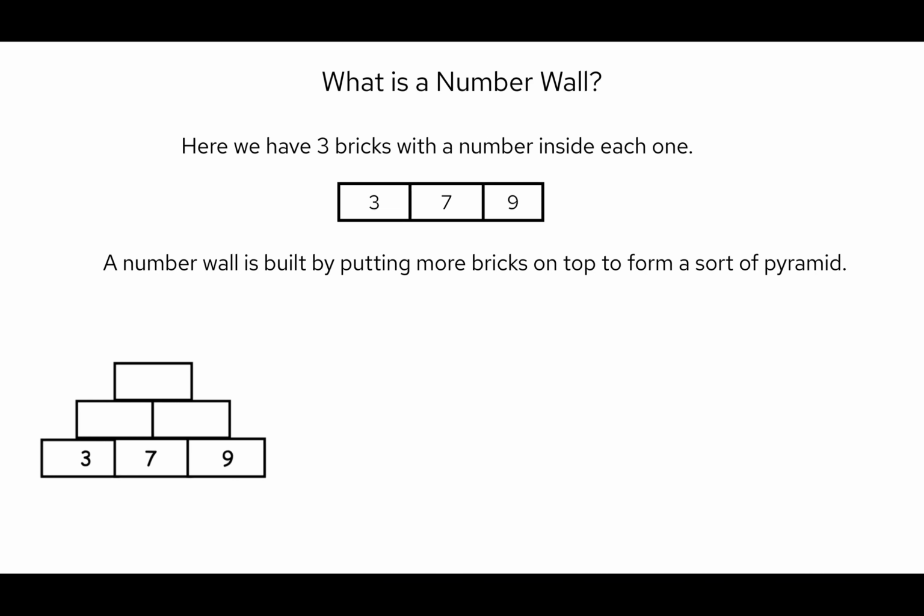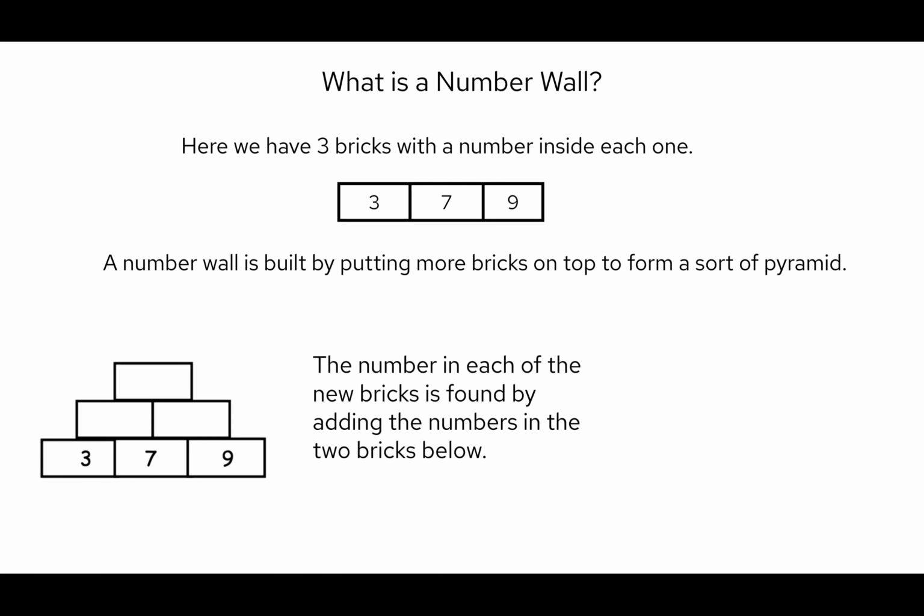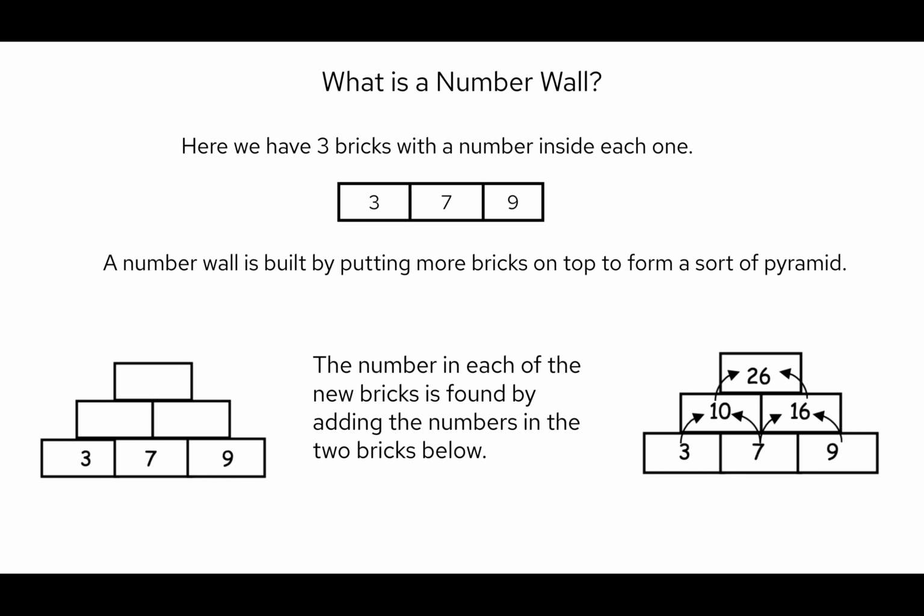So here's an example. And so we have our 3, our 7, and our 9 at the bottom of our pyramid, or our number wall. Now, the number in each of the new bricks is found by adding the numbers in the 2 bricks below. So the sum of the 3 and the 7 is 10, the sum of the 7 and 9 is 16, and the sum of 10 and 16 is 26.